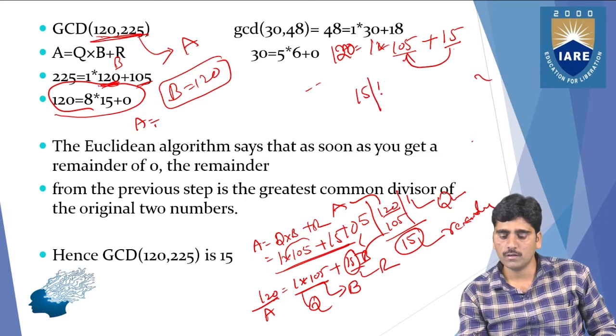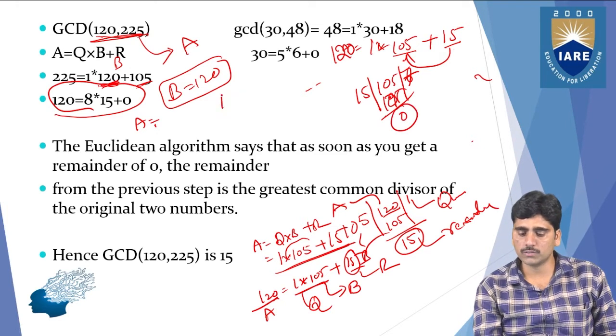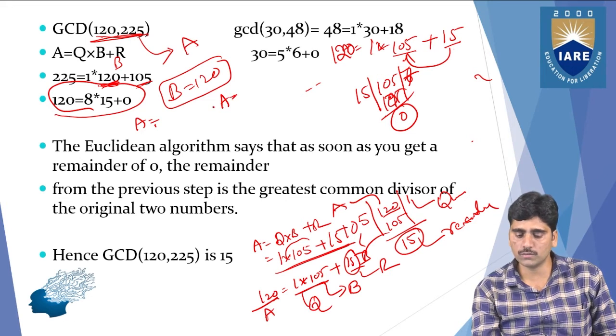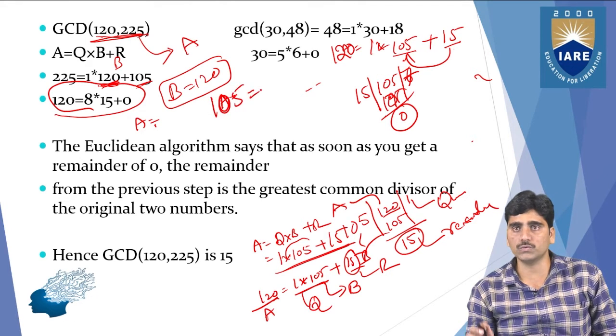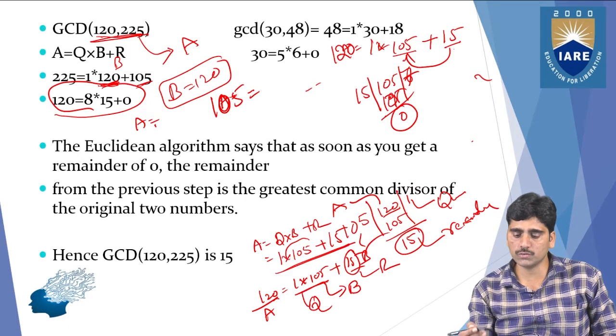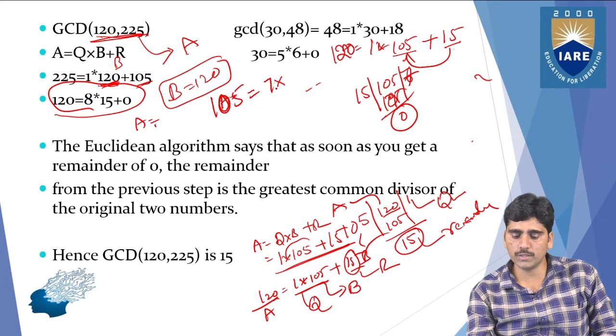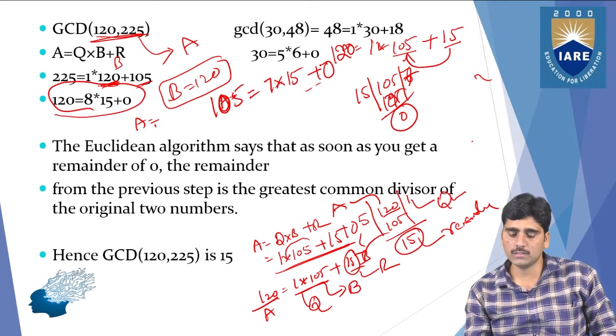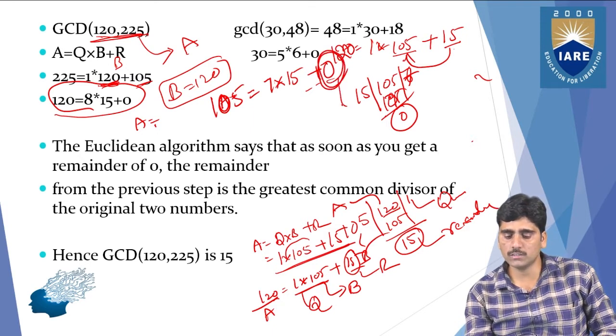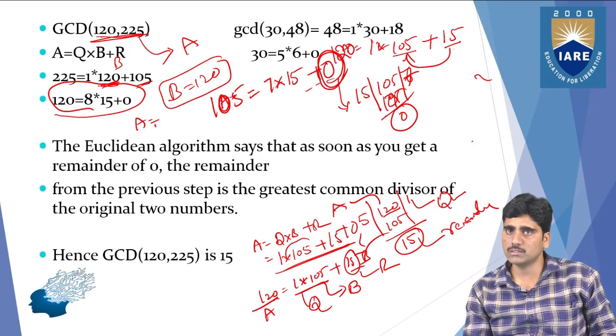So how will you get it? 15 6s are 90, 15 7s are 105, directly. So 15 7s are 105. So directly we'll get 0 as the remainder. So A, that is 105, equals Q into B plus R. Q means quotient, 7. 7 into B, B is 15, plus 0. As soon as we get the remainder to be 0, we stop.